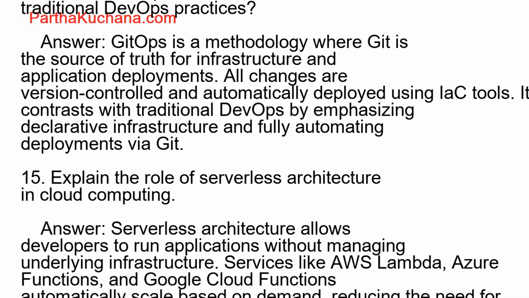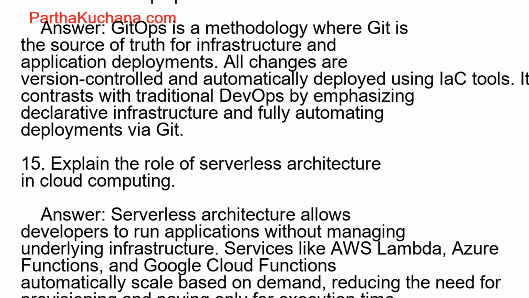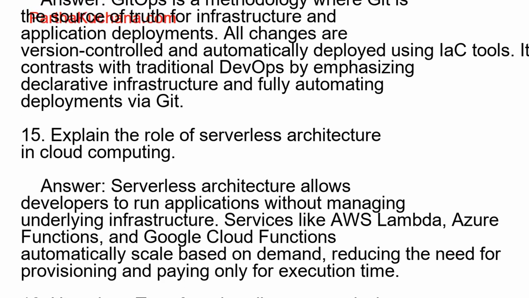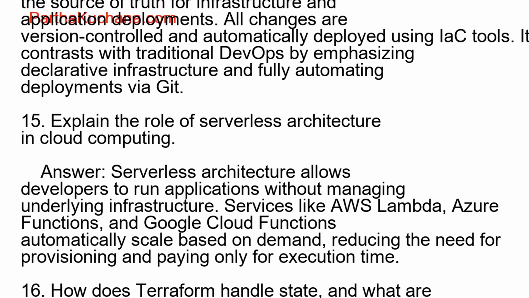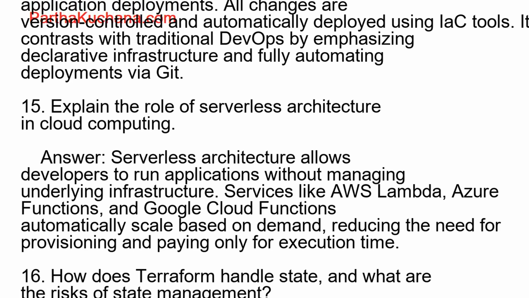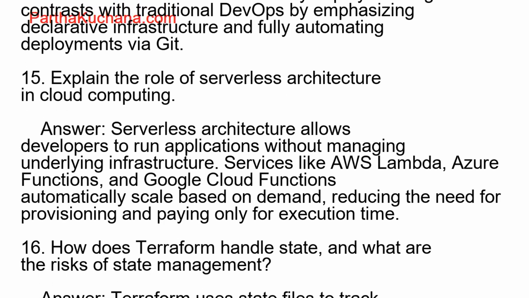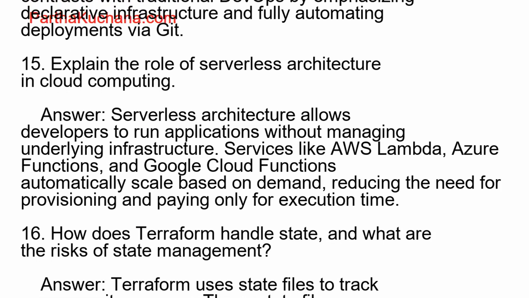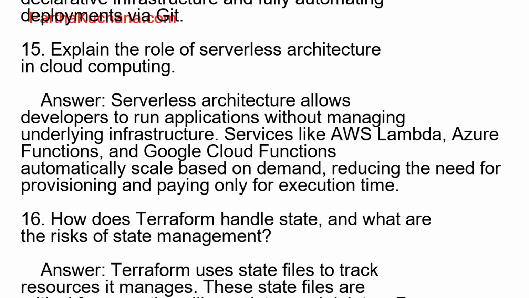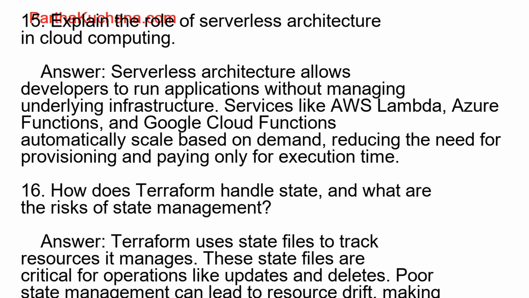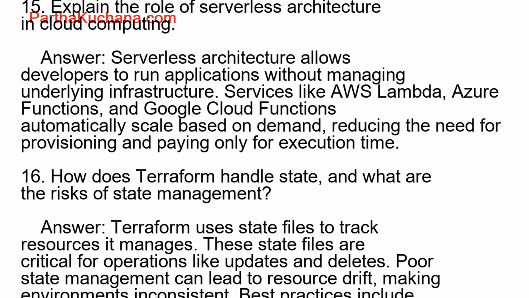16. How does Terraform handle state, and what are the risks of state management? Answer. Terraform uses state files to track resources it manages. These state files are critical for operations like updates and deletes. Poor state management can lead to resource drift, making environments inconsistent. Best practices include remote state storage, e.g., S3 with locking mechanisms and versioning.